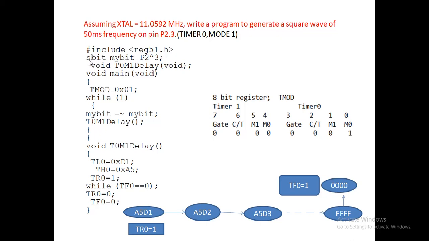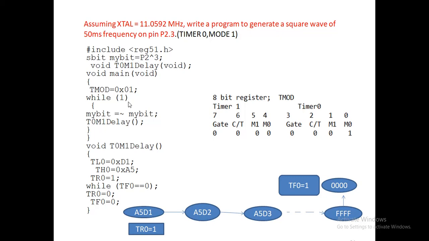sbit is a keyword, or we can call it a data type, to access a single bit in the SFR register. Why? Because P2.3, port 2, is available in the SFR register. If you want to access this particular pin, you have to go with sbit. I will assign the name mybit for P2^3. Now P2^3 is assigned with mybit.